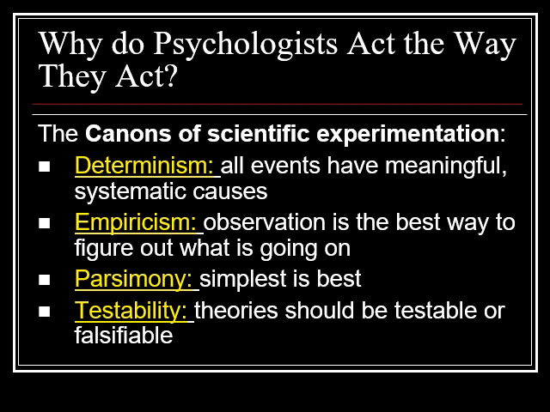The next one is empiricism, that if we live in a deterministic universe, then the best way to learn about that universe is through observation and ideally systematic and rigorous observation.